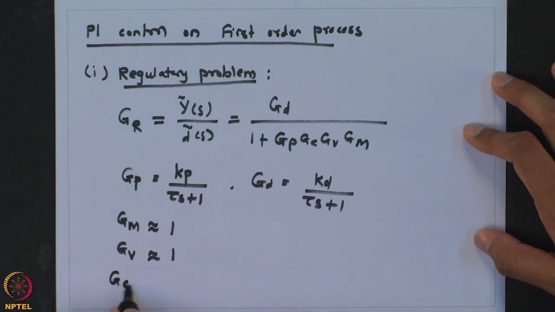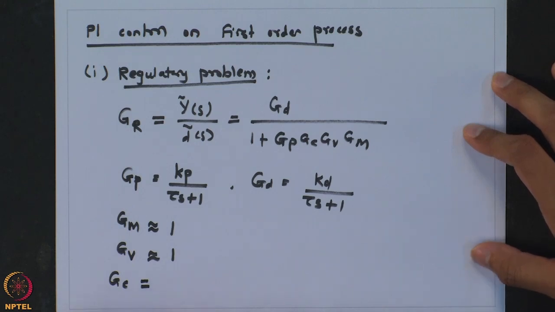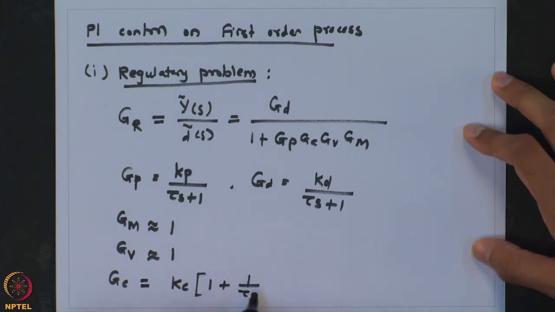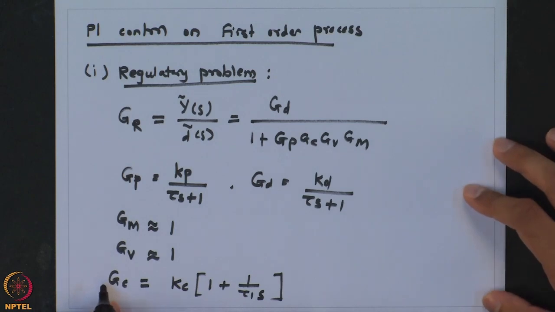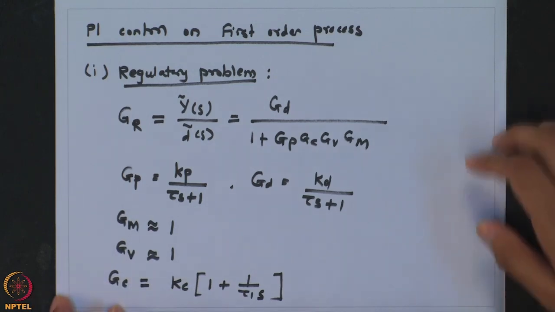And then lastly, the controller we have used is a PI controller. So the Laplace transform of that will be given by Kc times 1 plus 1 over tau I, and the Laplace of integration is 1 over s. So the entire transfer function for this controller is Kc into bracket 1 plus 1 over tau I s. So let us see how this regulatory response looks like.